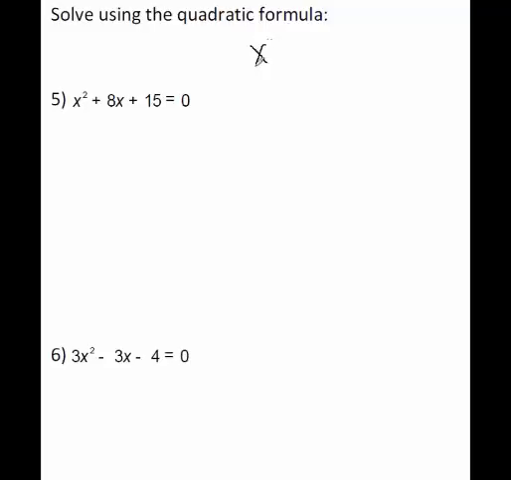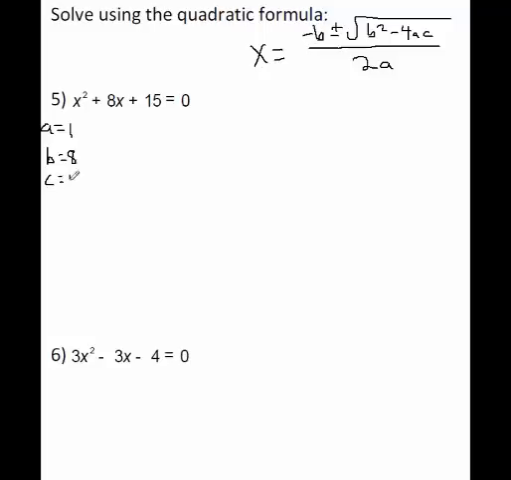And the quadratic formula is x equals negative b plus or minus the square root of b squared minus 4ac all over 2a, where a is the coefficient of the x squared, b is the coefficient of the x, and c is the constant, in other words, the regular number, assuming that everything is equal to 0. So if we wanted to use the quadratic formula for the first one, a would be 1, because there is no coefficient of the x squared, which means it's 1. The b would be 8, and the c would be 15.